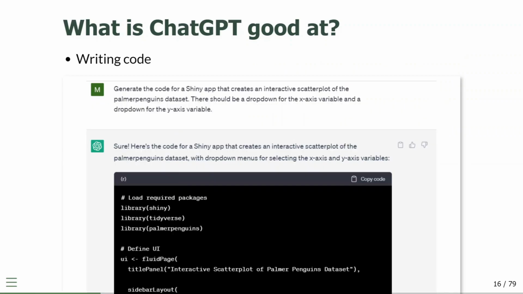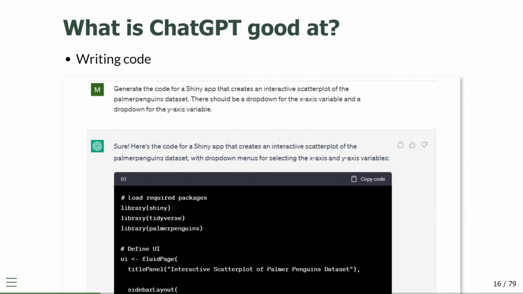ChatGPT is also really good at writing code, but it's best for skeletoning code that you write often. We'll talk about best practices and best use cases later, but this is just one small example here. I asked it to generate the code for a Shiny app that creates an interactive scatter plot of the Palmer Penguins dataset. And then I said that there should be a dropdown for the x-axis variable, as well as a dropdown for the y-axis variable. And then instantly it generated the code for me.